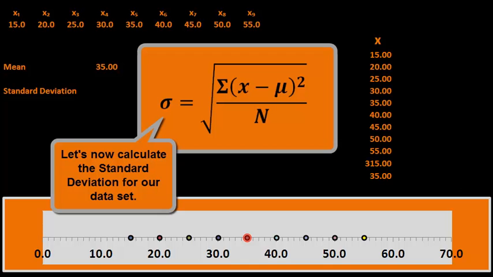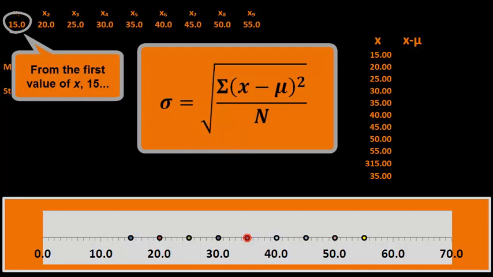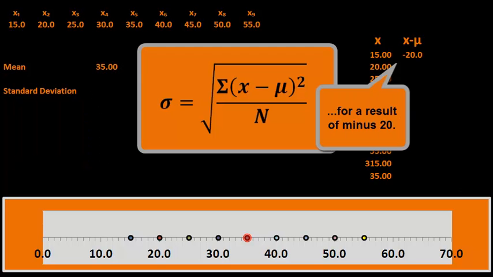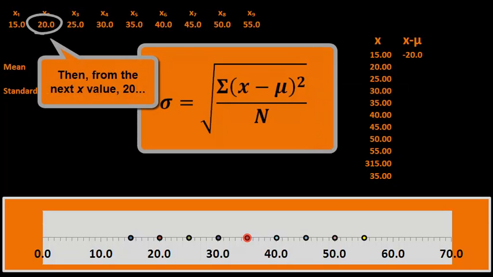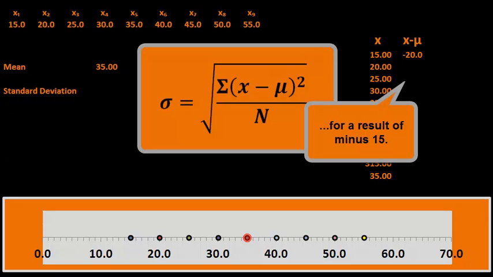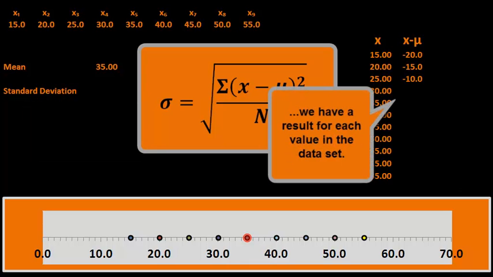Let's now calculate the standard deviation for our dataset. First, we determine the difference between each x value and the mean. From the first value of x, 15, we subtract the mean, which is 35, for a result of minus 20. Then, from the next x value, 20, we subtract the mean of 35 for a result of minus 15. This procedure is repeated until we have a result for each value in the dataset.